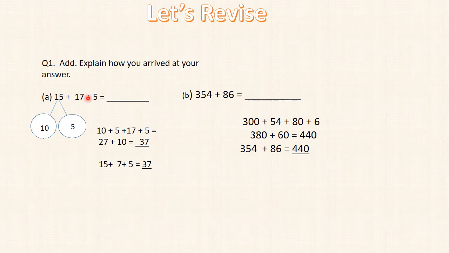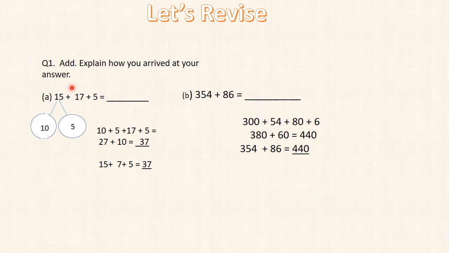Let's revise. For example, I have 15 plus 17 plus 5, and I need to add these together. Now the thing is that you can simply add these three numbers and you will get your answer, which is 37. You can do this in your rough work. But in the question it is asked, explain how you arrived at your answer. So you need to show me a particular method.